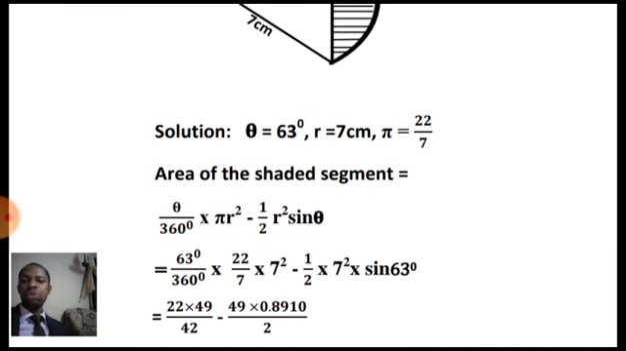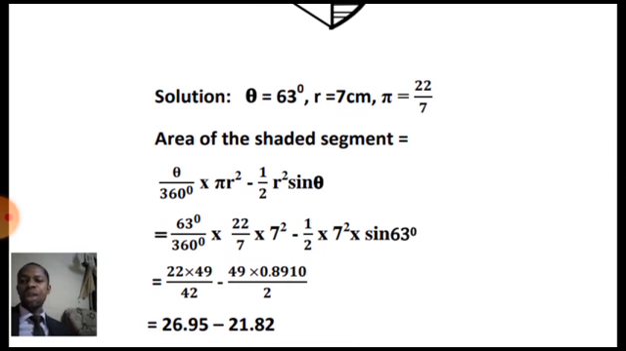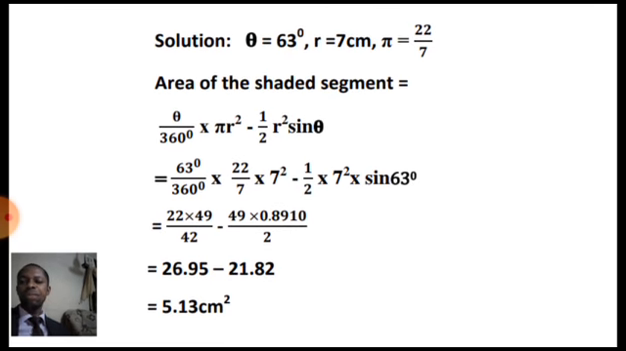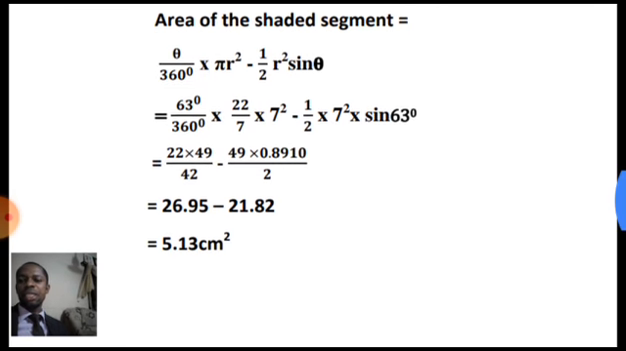So by the time you substitute, at the end of the day, you are going to have 22 times 49 over 42 minus 49 times 0.8910 over 2. Now that 0.8910 is the value of sine 63 degrees. Now finally, you have 26.95 minus 21.82, which will invariably give us 5.13 centimeters square. So that is the area of the shaded segment.